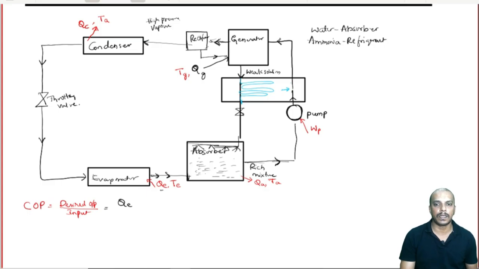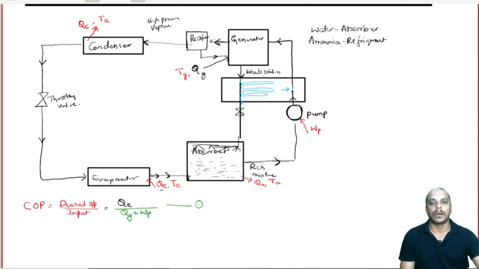So QE is desired, and the input which we are giving is one, WP, and the other one is we are also supplying heat in the generator. So unlike a vapor compression refrigeration system where electricity is the main source of energy for running a compressor, here we have QG, all right, and also there is a small amount of energy which is spent on the pump. So this is our equation. Let us call this equation 1.